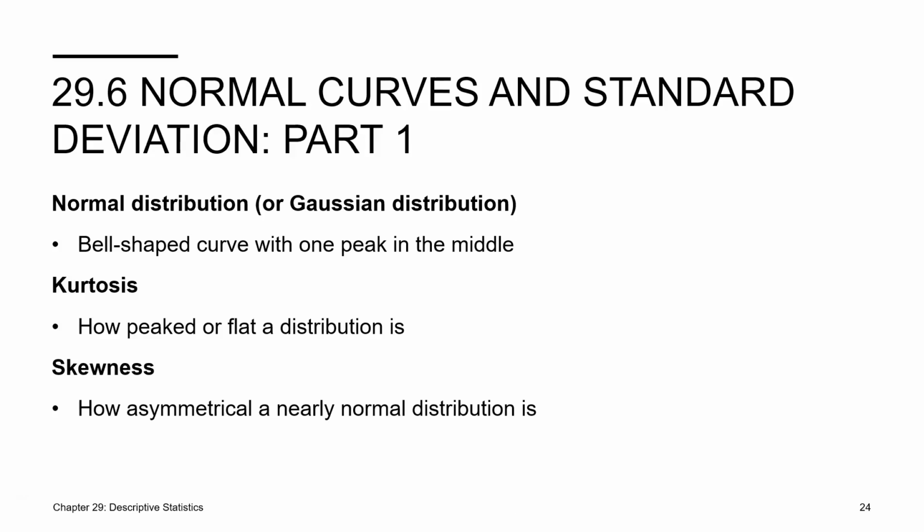Section 29.6 goes over normal curves and standard deviations. So here's some other statistics that you probably are familiar with from some of your other math courses. And it talks about how the data are distributed and how the curves are presented. So a normal distribution is the standard bell-shaped curve that has one peak in the middle. And you can also describe the distribution by its kurtosis, which is how peaked or flat the distribution is, and the skewness, which is how asymmetrical the normal distribution is.